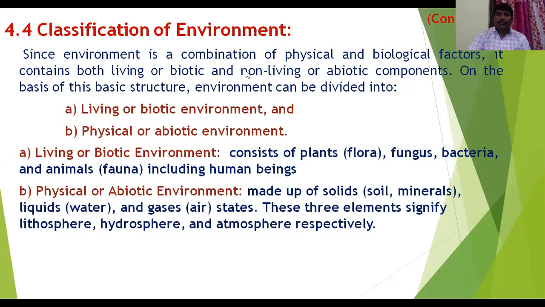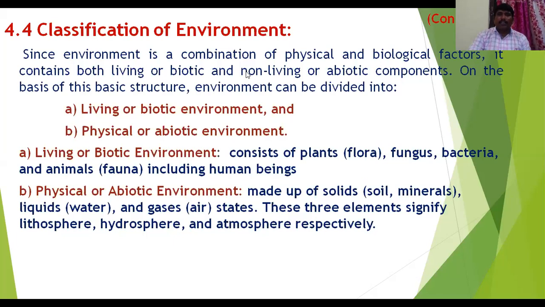Let us discuss each of them. A, living or biotic environment. Biotic environment consists of plants, that is flora, fungus, bacteria, and animals, that is fauna, including human beings as a significant factor. Thus, biotic environment can be of two types, such as floral environment and faunal environment.